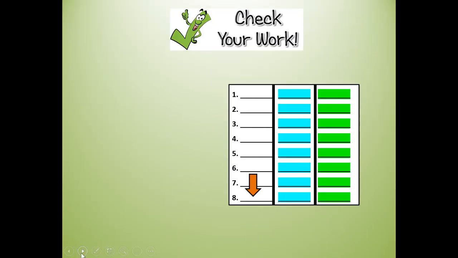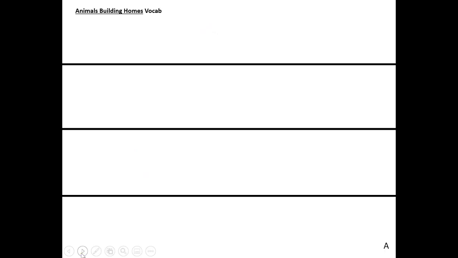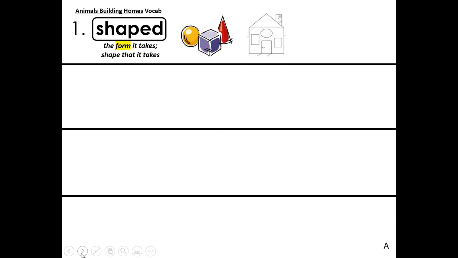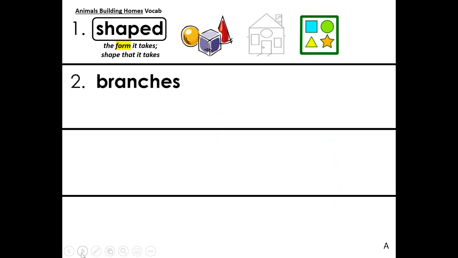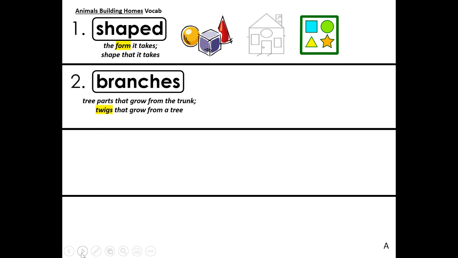Let's check our work. You're going to check your words, your synonyms, and remember a synonym is a word that means the same, just like combine is the synonym for mix. You're going to get your crayons to rainbow write, and you can write your word a second time, and then draw a quick picture or sketch. Number 1, shaped. The form it takes, shape that it takes. And I highlighted the synonym or short definition, form. Number 2, branches. Tree parts that grow from the trunk, twigs that grow from a tree, branches.